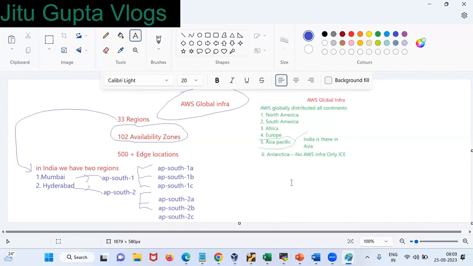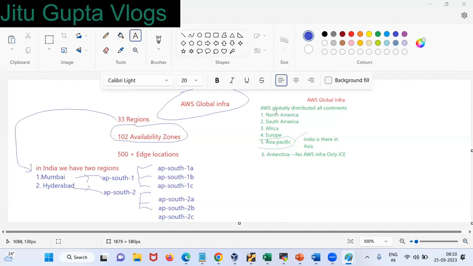Okay. From this content, I'm going to draw one architecture. You can understand from that very clearly. Till now we discussed we have 5 continents: North America, South America, Africa, Europe, and Asia Pacific. We are in Asia Pacific. On the South side, that's the reason the codes come as AP South 1, AP South 2. In India, we are sharing 2 regions out of 33. One is Mumbai, one is Hyderabad.